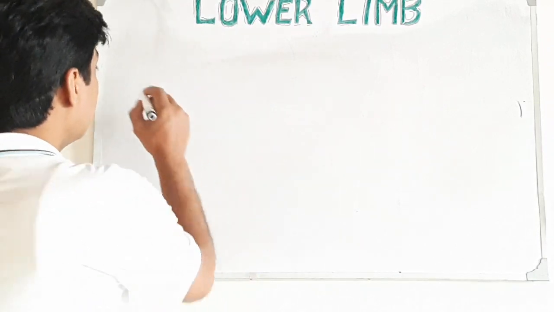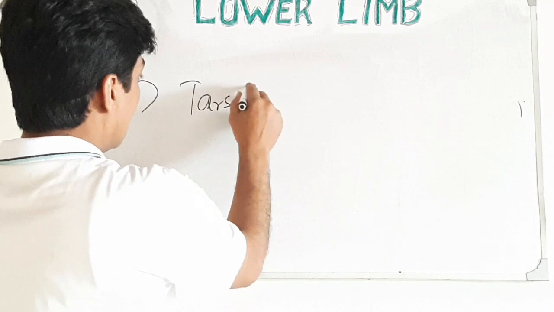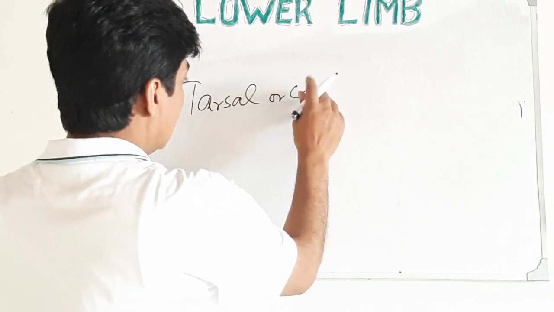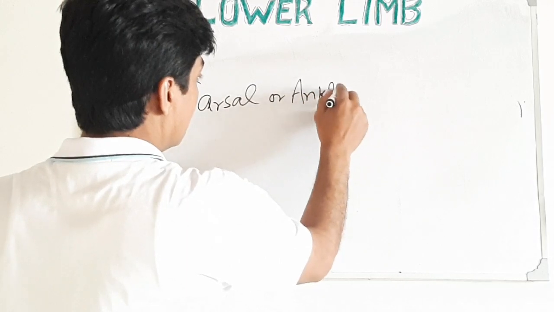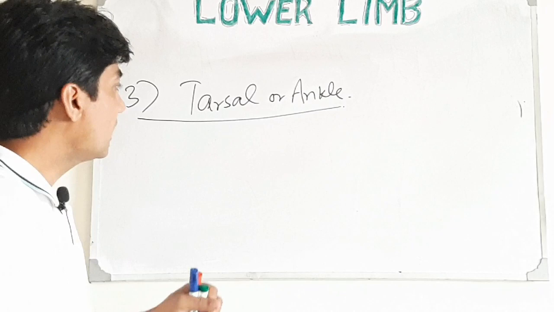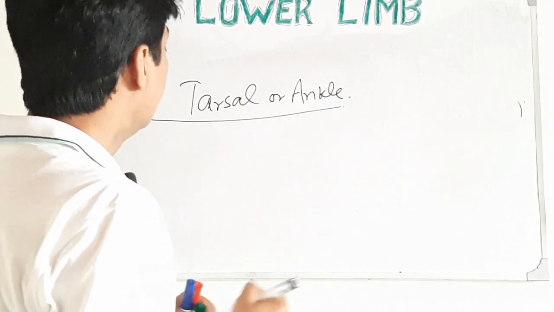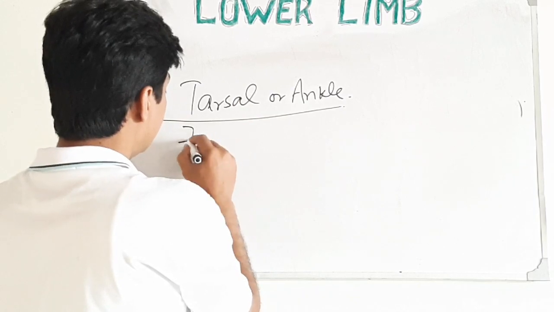So the third region is the tarsal region or ankle region. Now we are going to draw the structure of the tarsal region, because seven bones are comprising this region.